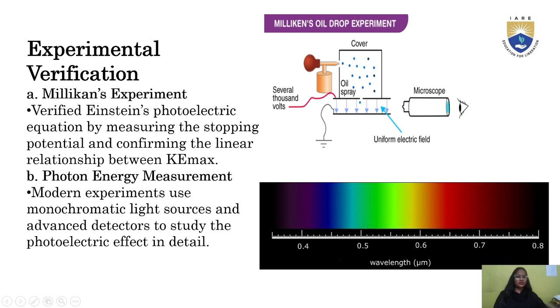Millikan's oil drop experiment goes like this: several thousand volts are passing through this, and we have a battery over here. There is a uniform electric field passing down through the oil, and we have a cover over here. We have sprayed the oil spray here, and we are looking at the uniform electric field through a microscope.